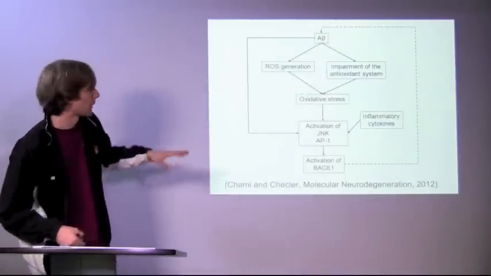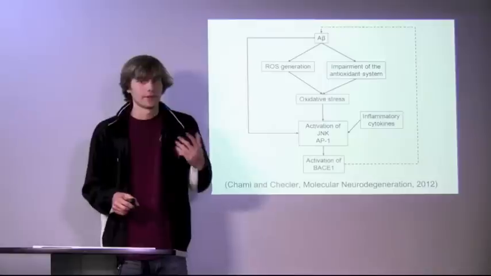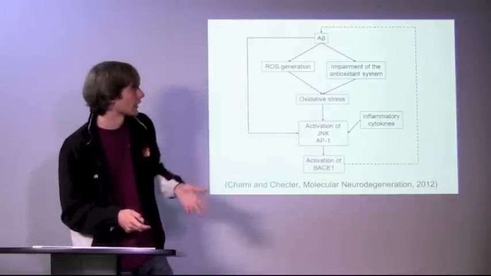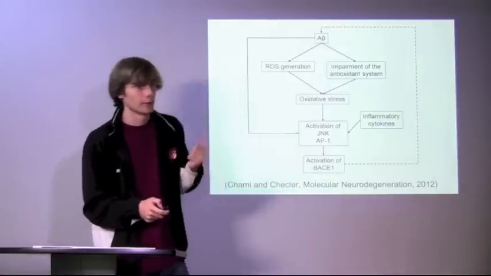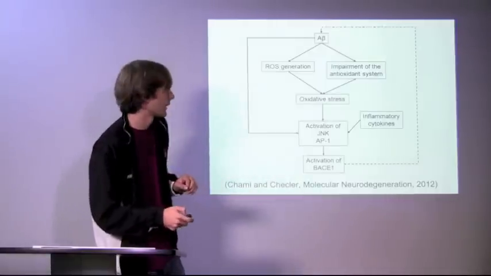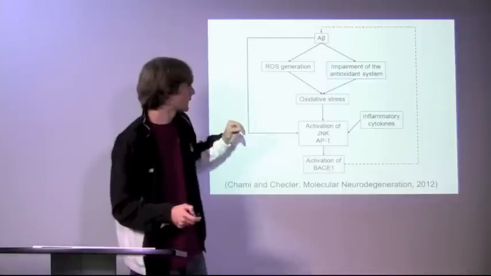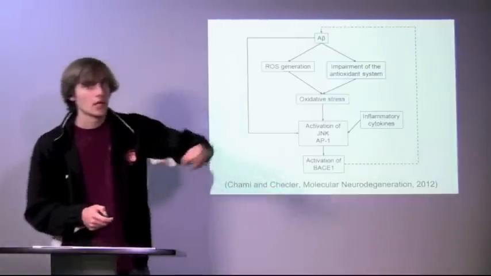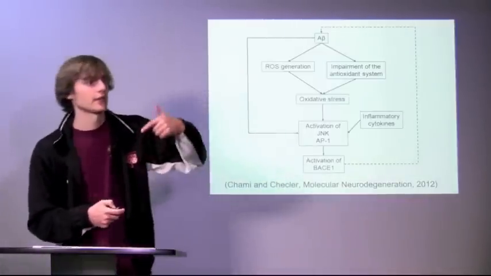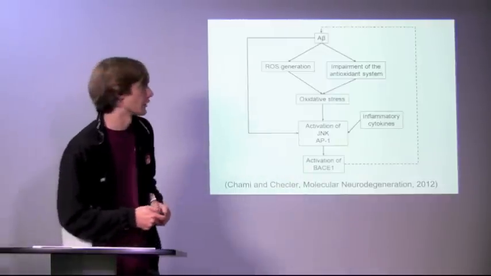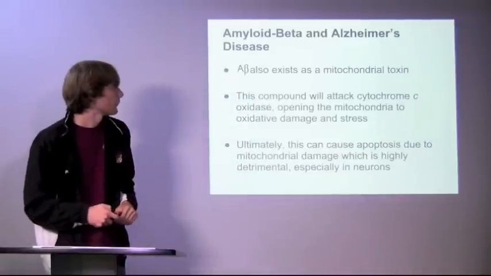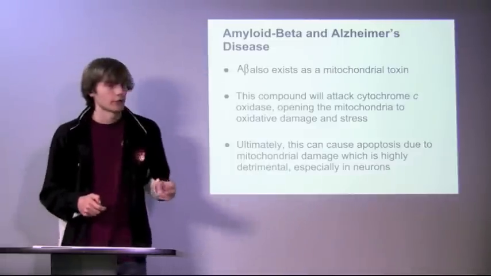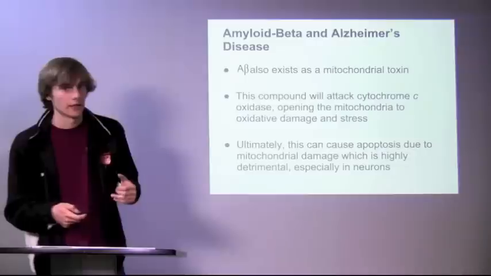When amyloid beta is formed by BACE, if it's too toxic, it can either form oxidative species or it can lower the oxidative state of the cell overall. This can cause great oxidative stress within the mitochondria, as amyloid beta is toxic to the mitochondria and the cell. As this oxidative stress occurs, it will activate the protein JNK, which then activates BACE, causing amyloid beta to be produced again, increasing the oxidative stress and increasing the damage to the mitochondria and to the neurons and synapses. Within the mitochondria as well, the amyloid beta will attack cytochrome C, causing the mitochondria to be open to oxidative stress and apoptosis overall.